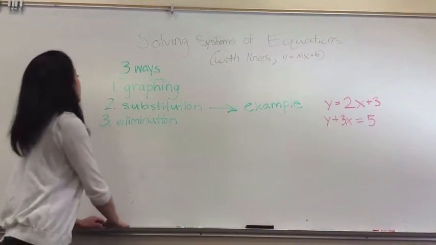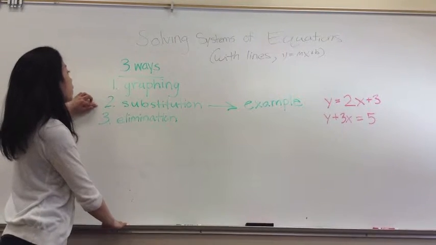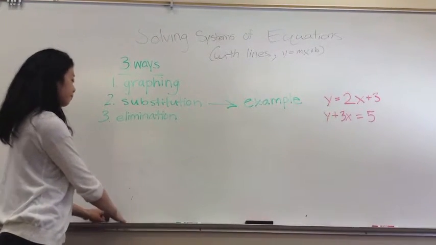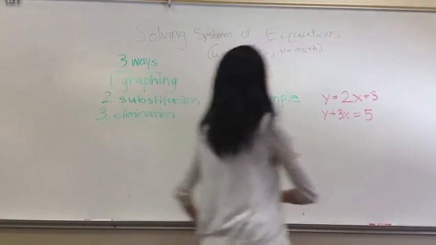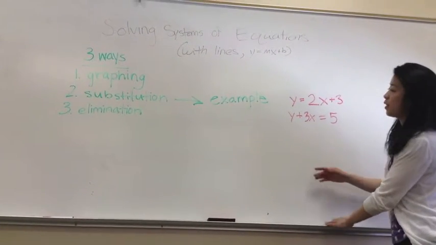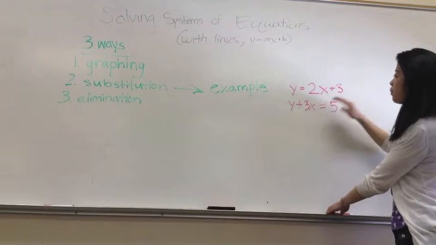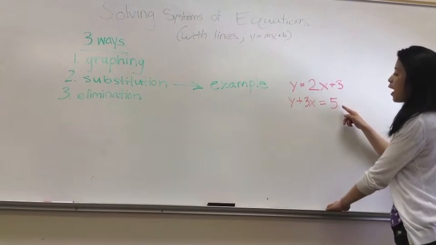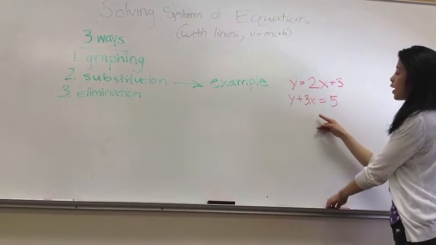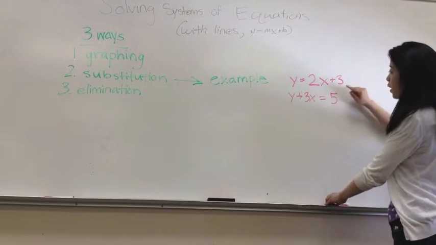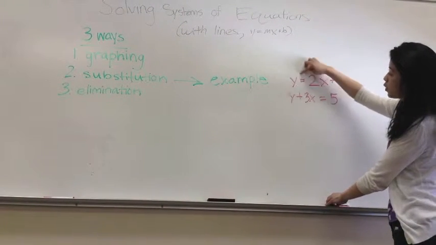Okay, so today I'm going to be talking about method 2, which is substitution, for solving systems of equations. This method is really useful if you have one of the variables isolated. For example, if we have y equals 2x plus 3, and our other equation is y plus 3x equals 5, this is a really good way to use substitution because one of our variables, which is y, is already isolated.